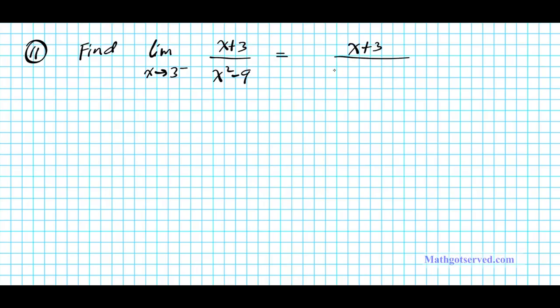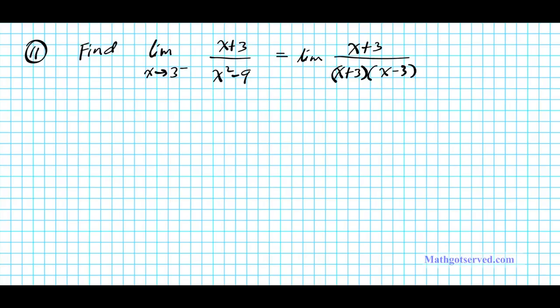All right, let's take a look at question number 11. So question 11, we're to find the limit as x approaches -3 from the left of x plus 3 over x squared minus 9. So if you plug in, well, we can factor this, right? So let's go ahead and factor that. x plus 3 over x plus 3 times x minus 3.